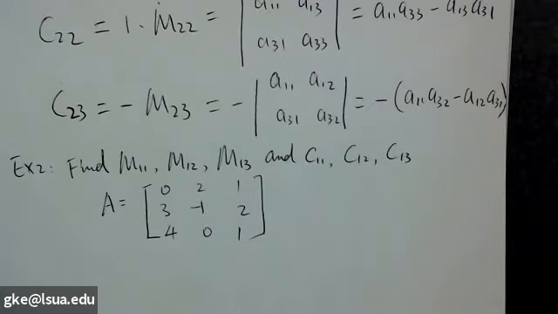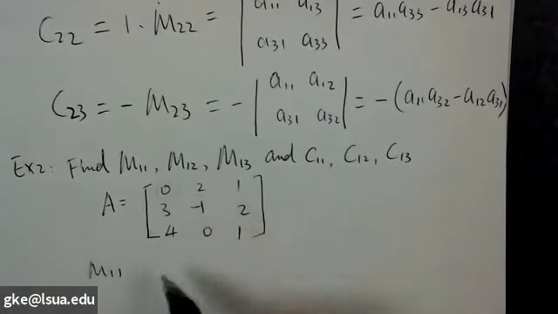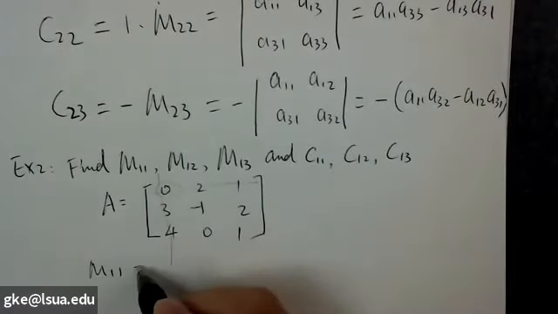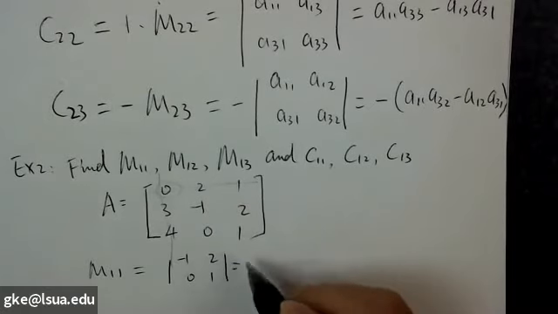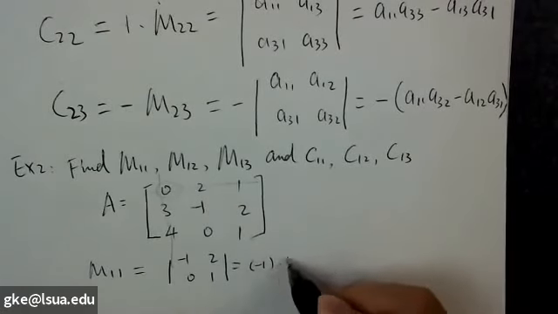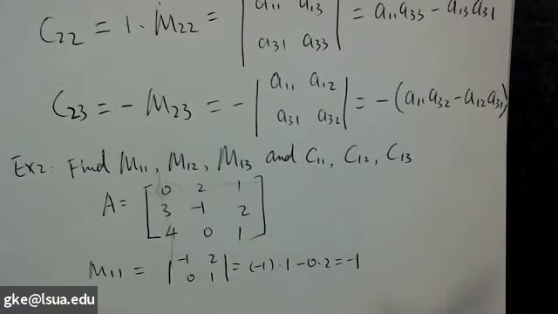Okay, I'm going to write down the answer on the board. So M11 is going to be this one. Cross out this row and column, and we get -1, 2, 0, 1, and the cross product gives you -1.